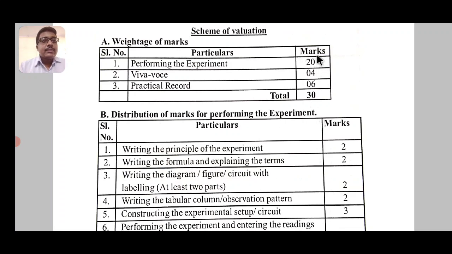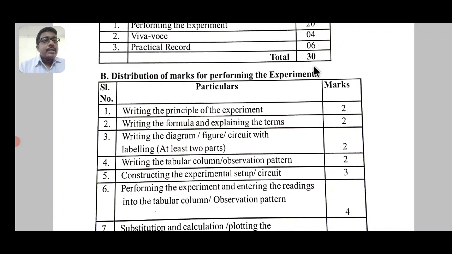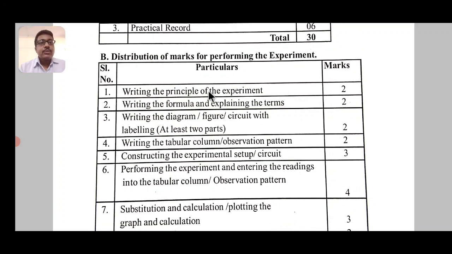Now these 20 marks, that is performing the experiment, are further distributed as shown here. So firstly, writing the principle of the experiment. First and foremost, you have to write the principle of the experiment, that is for 2 marks. Next, you have to practice the formula. So practicing the formula is very important because you will be having at least 10 to 14 experiments for your examination. So any one of the experiments may come for you, so you should not get confused with the formulas. So for writing the formula as well as explaining the terms in the formula, you will be awarded 2 marks.